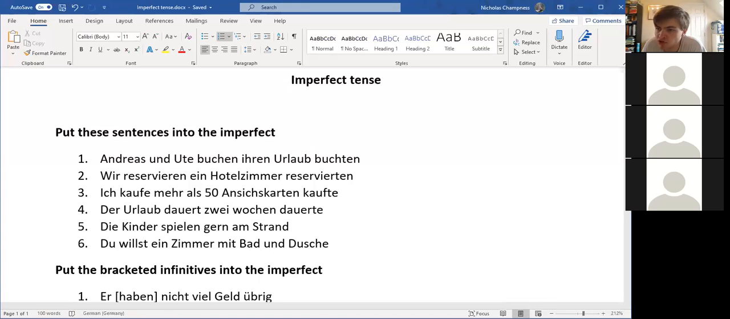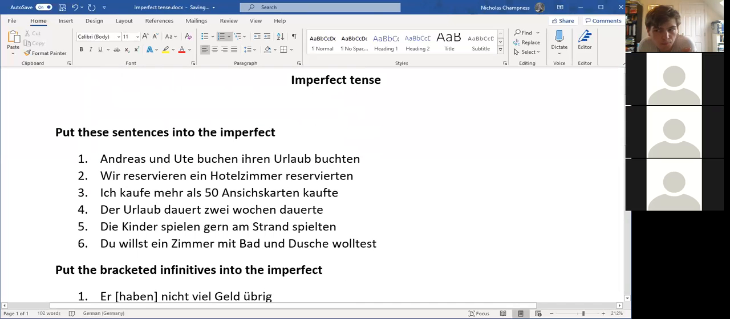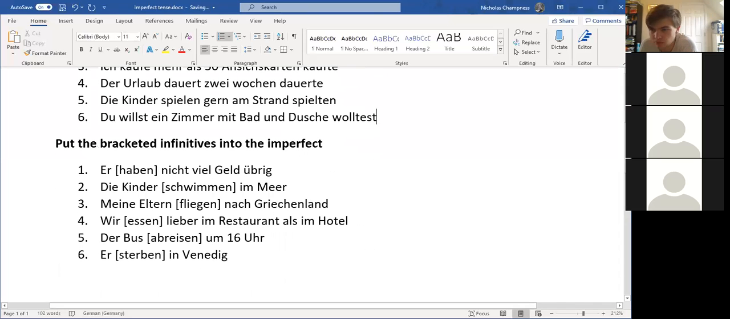Die Kinder spielen gerne am Strand. Spielten. Yep. Und du willst ein Zimmer mit Bad und Dusche. Du wolltest, no? Yep. Perfect. Any questions so far or not? No. It's quite simple in the regular ones. Okay, so what are we going to have here? Oh, hatte. Yep.